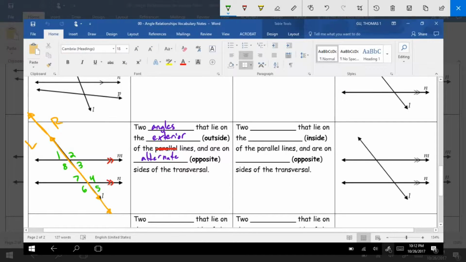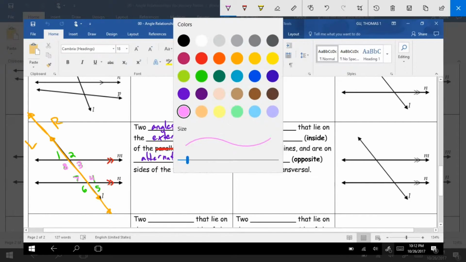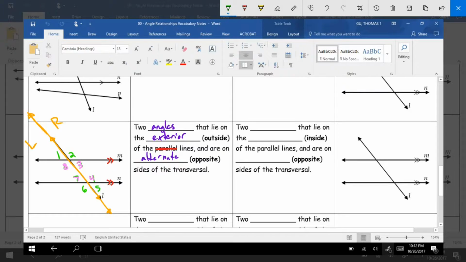All right. Where's the inside of the two lines? The inside of the two lines would be angles number 3, 4, 7, and 8. So what's on the outside of the two lines? That would be 1, 2, 5, and 6. So that means that those are the exterior angles, but remember, it's not just exterior. There's one more condition. It has to be on opposite sides of the transversal.